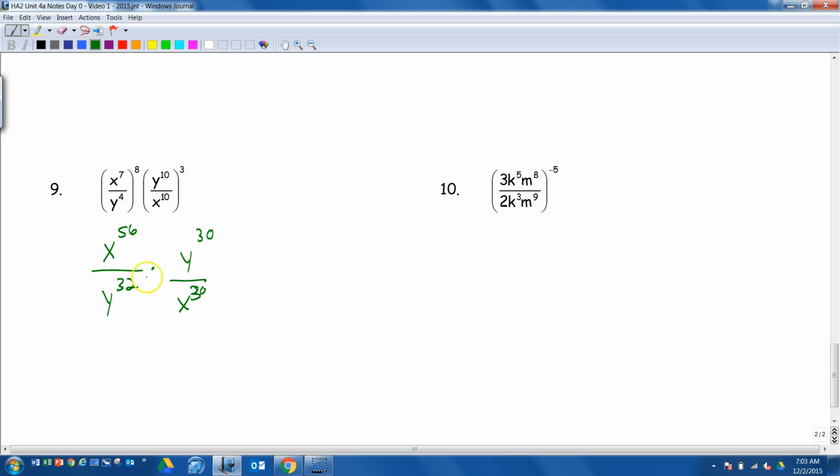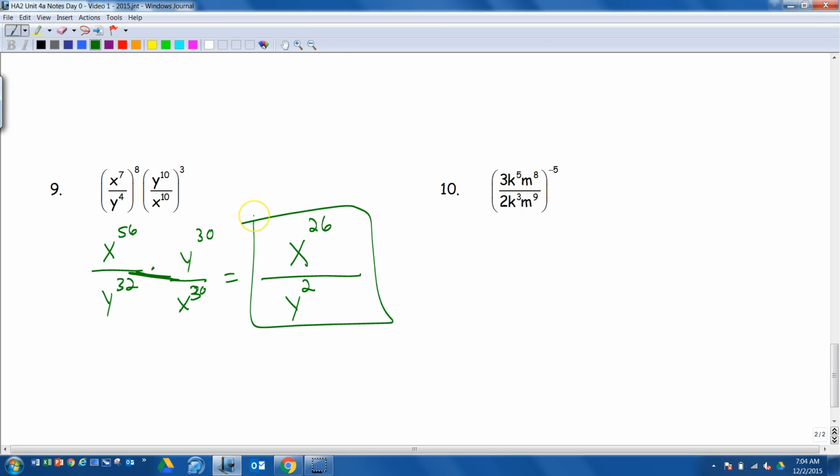So, since it's multiplying, you can just cancel if you can cancel. So we have 30 on top, 32 on bottom, which means we're going to be left with a net of 2 on the bottom. We have 56 on top and 30 on bottom. So if you subtract those, there's more on top. So you get 26. That's the final answer. Can't do anything else with that.